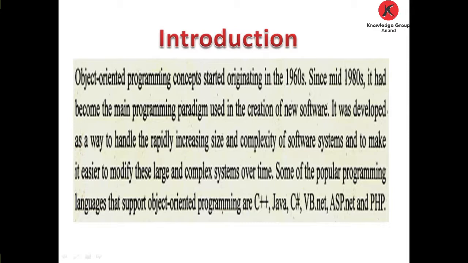Object-oriented programming concepts started originating in the 1960s. Since the mid-1980s, it has become the main programming paradigm used in the creation of new software. It was developed as a way to handle the rapidly increasing size and complexity of software systems and to make it easier to modify these large and complex systems over time. Some of the popular programming languages that support object-oriented programming are C++, Java, VB.NET, ASP.NET and PHP.